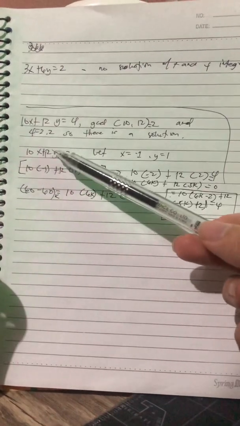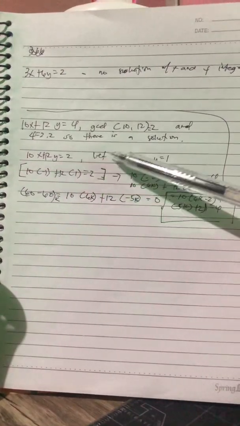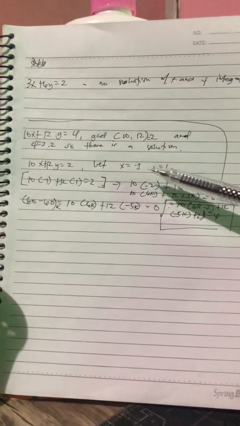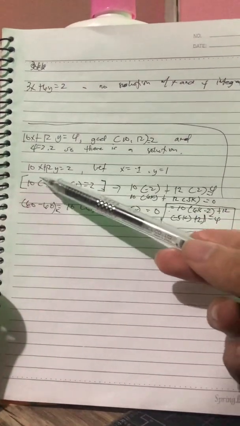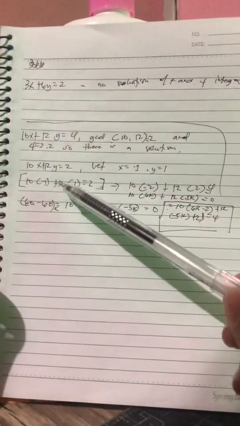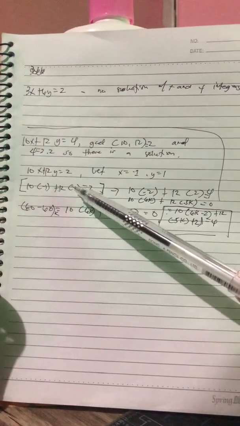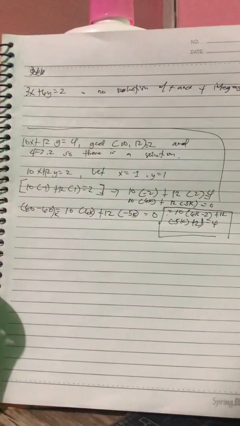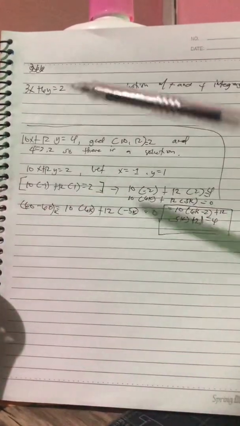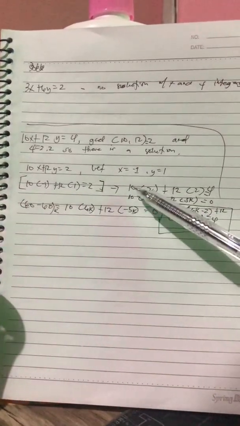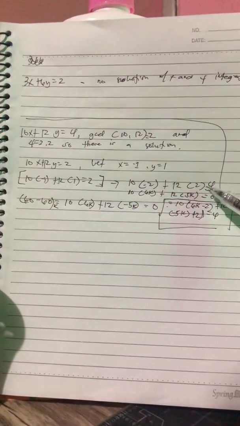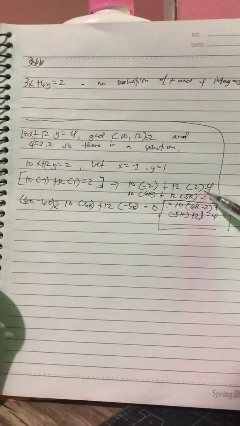In 10x plus 12y equals 2, let x equal negative 1 and y equal 1. So 10 times negative 1 plus 12 times 1 is equal to 2. Then I multiply the entire solution by 2, and it will become 10 times negative 2 plus 12 times 2 is equal to 4, this one.